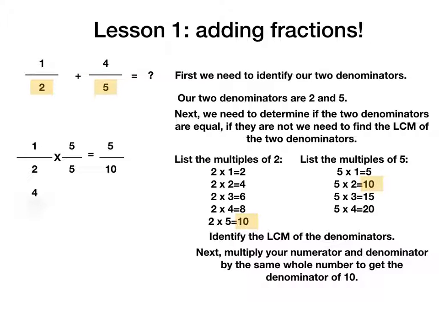So we're going to do the same thing with our 4/5. If you look at the denominator, it is 5. 5 times some number is going to equal 10. And we know that it's going to be 2. 5 times 2 equals 10. So now whatever we do to the bottom, we have to do to the top. 4 times 2 equals 8. 5 times 2 equals 10. So 4/5 is the same as 8/10.